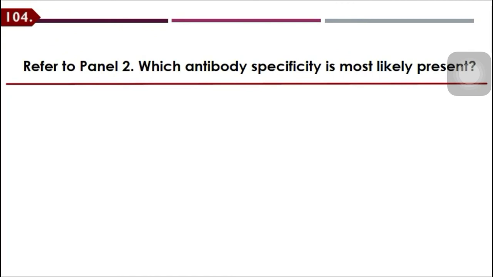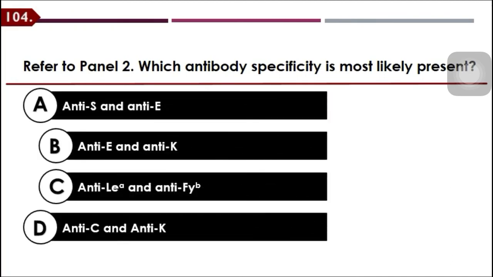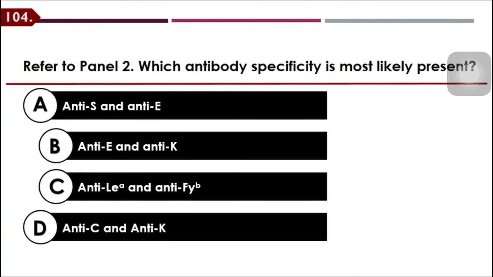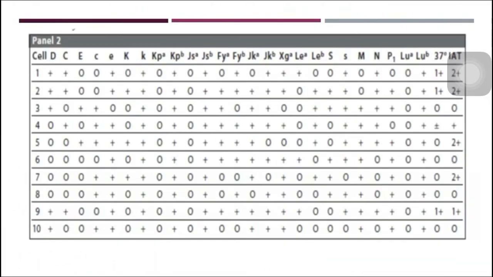How about sa 104? Refer to panel 2, which antibody specificity is most likely present? Given from yung copy ninyo, is it anti-S and anti-E, anti-E and anti-K, anti-Lewis A and anti-Duffy B, or anti-C and anti-K? Correct answer for number 104, letter D, anti-capital C and anti-capital K. Why is that? Bakit yun naman yung answer for panel 2?